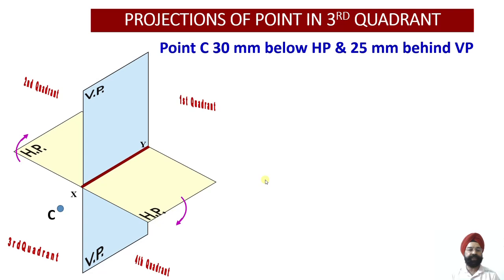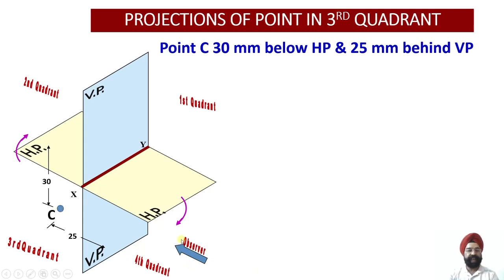So in quadrant number 3 we know the distances. Let us mark those distances. So the distance behind VP and below HP, they are indicated over here. 30 mm below HP, 25 mm, this is behind VP. So once we know these distances, we get to freeze the location of this point in the space.